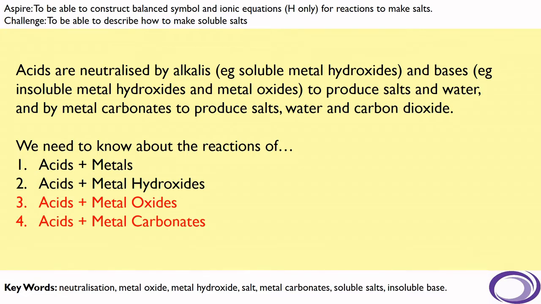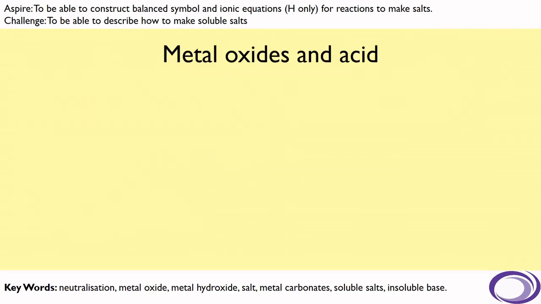Now, we have already looked at the reaction of acids and metals, and acids and metal hydroxides. So in this lesson we are going to look at the reaction of acids and metal oxides, and then acids and metal carbonates. So first of all, we're going to look at metal oxides and acid.